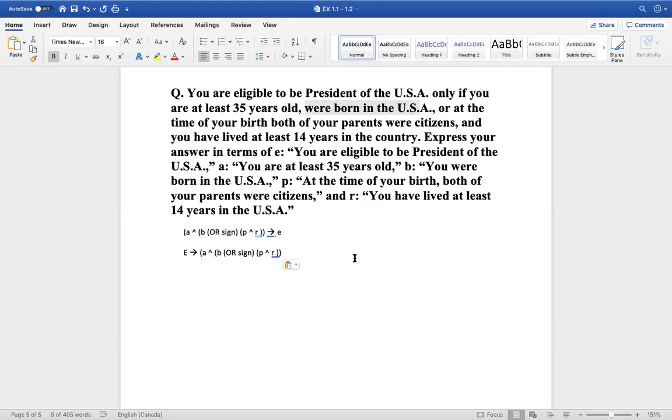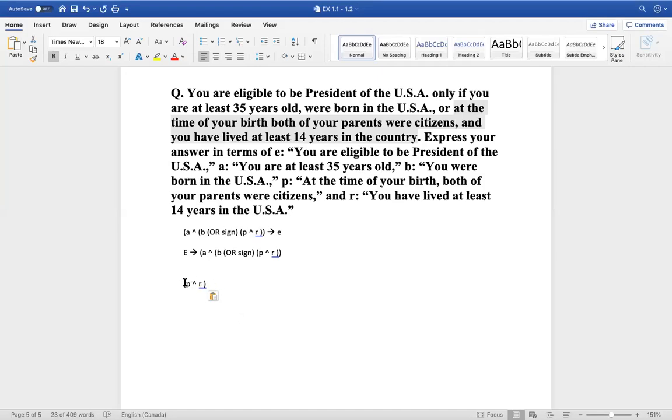So let's break it down. Maybe it's a little more. So let's put this condition here. So this condition P and R, right? It represents this: at the time of your birth, you were citizens and you have lived at least 14 years in the country. So it's represented by P and R.